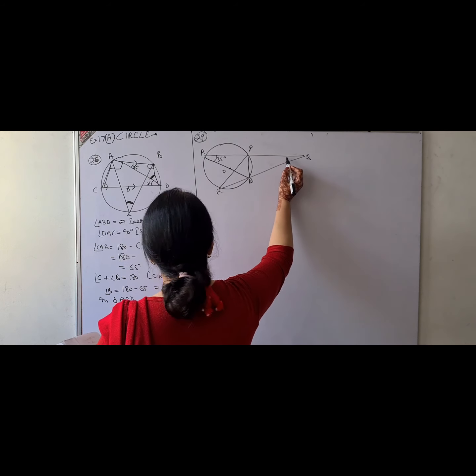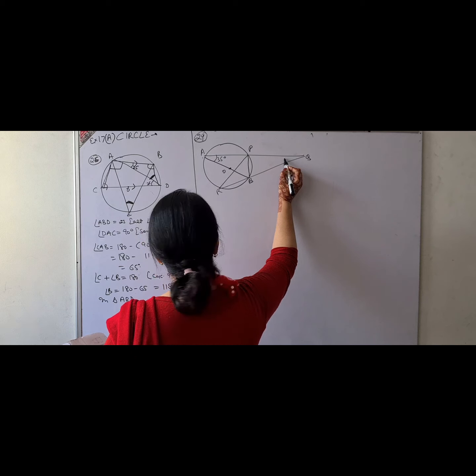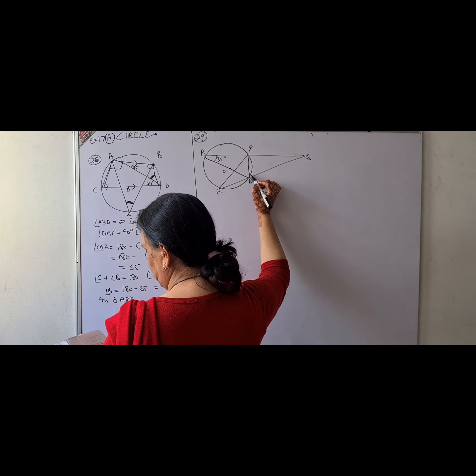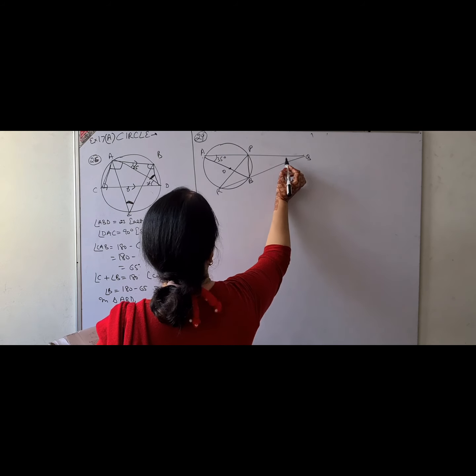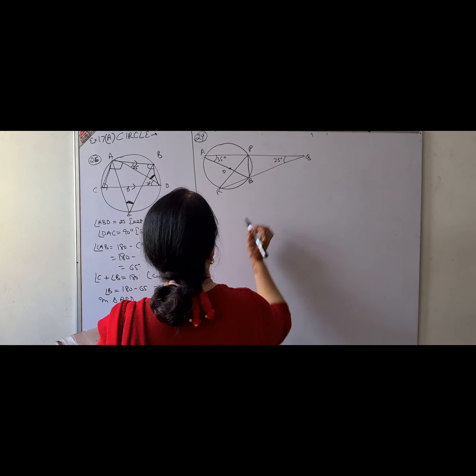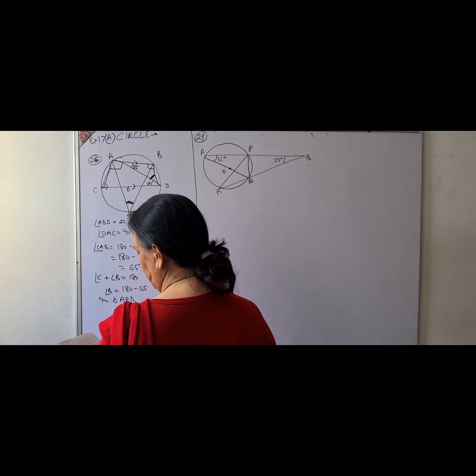APQ and RBQ are two straight lines. Join PR. Okay, first question is find PRB. It is given that angle AQB, or you can say AQR, is equal to 25.